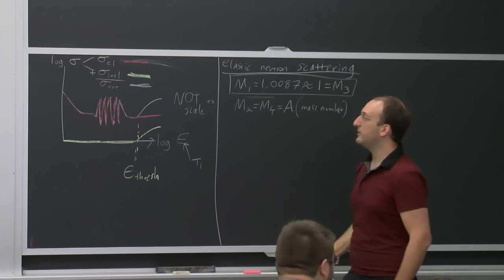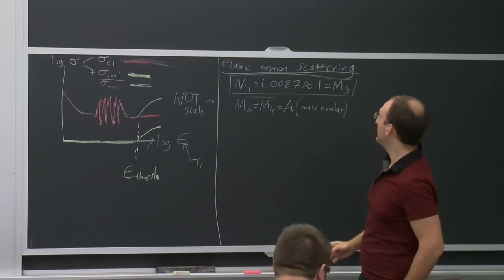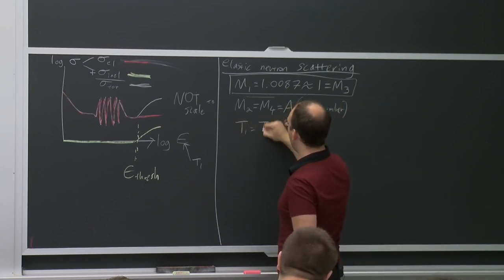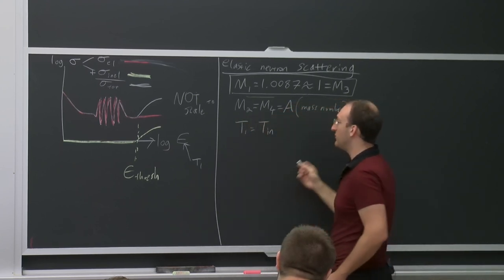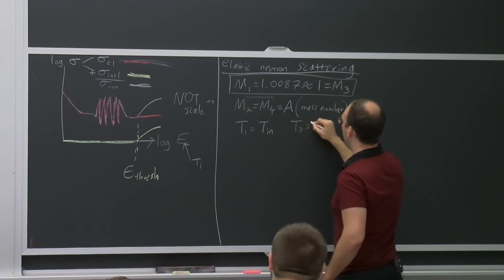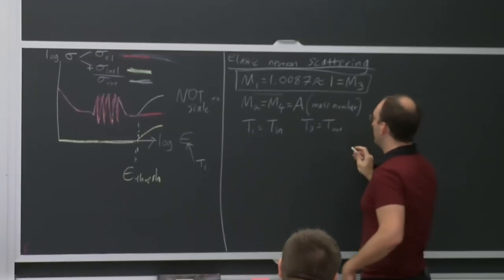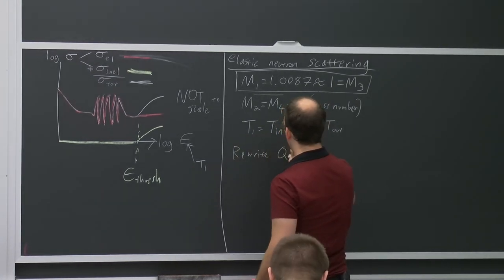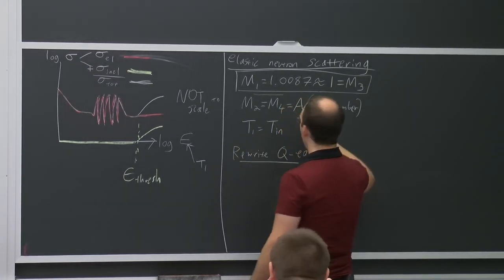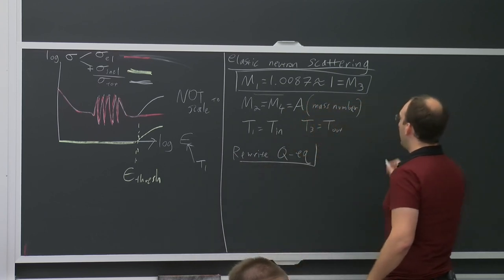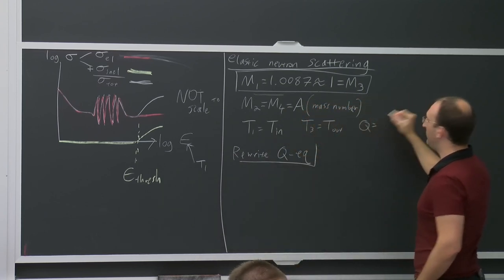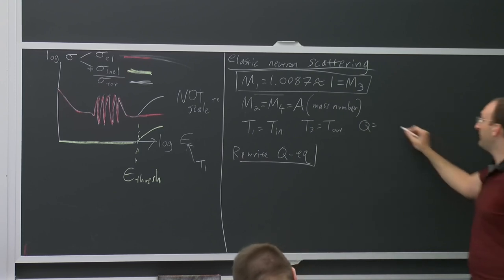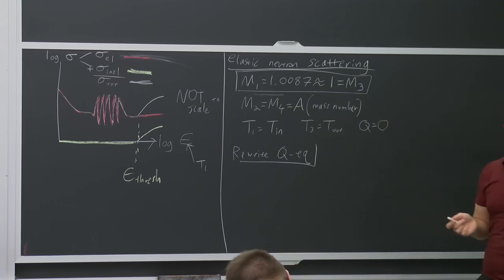Cool. OK, so with those in mind, the last thing is we only have T1 and T3. Just for clarity, let's call T1 T in, the neutron energy going in, and T3 we'll call T out. So let's rewrite the Q equation with these symbols in there. And the last thing to note, what's Q for elastic scattering? 0. Yep. Because no mass is turned into energy or vice versa.